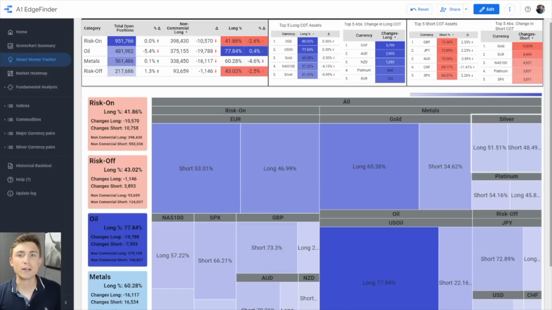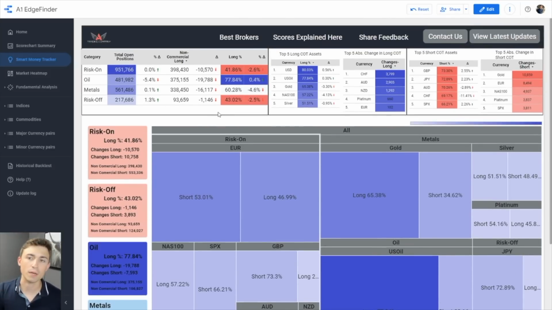What we're looking at now is the A1 Edge Finder, the tool that we use to track smart money positions. And this is something that is really kind of new to the industry. This is something we've been pioneering and working really hard on. We've been able to make it so that you can actually see, position-wise, what institutional traders are doing, according to the Commitment of Traders data that we get once a week. So check this out with me.